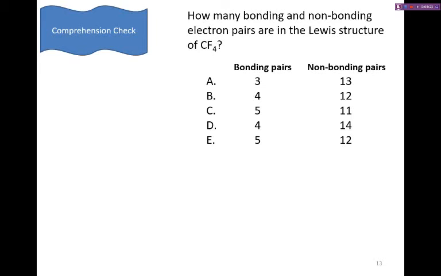Note that when we talk about bonding pairs, this is referring to a bond, and a non-bonding pair refers to a lone pair of electrons.